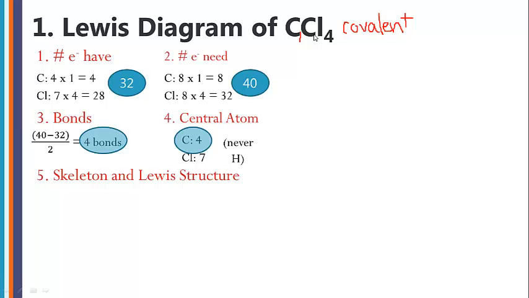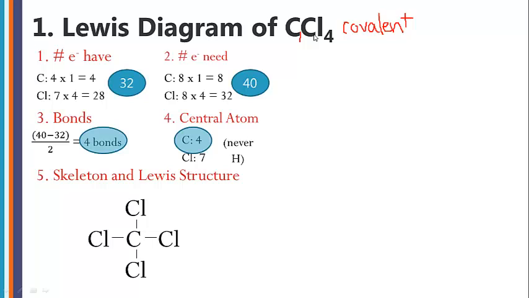So we just established that carbon is the central atom. We also know from the formula that I have to attach 4 chlorines to that carbon. And we also found out that I can do this using a total of 4 bonds. So these are all single bonds, which means 2 electrons. A double bond would be 4 electrons, and a triple bond would be 6 electrons.